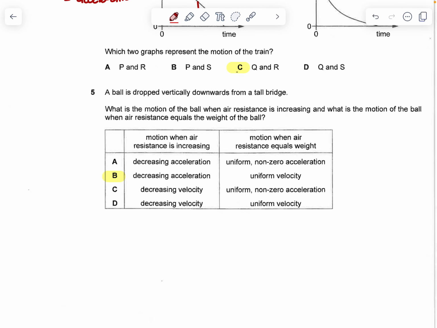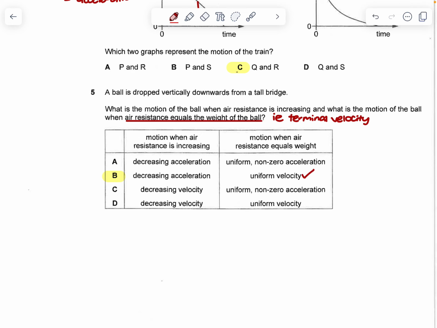Question 5. A ball is dropped vertically downwards from a tall bridge. What is the motion of the ball when the air resistance is increasing? And what's the motion of the ball when the air resistance is equal to the weight of the ball? So when the air resistance is equal to the weight of the ball, it's actually at terminal velocity. And we know terminal velocity is uniform.